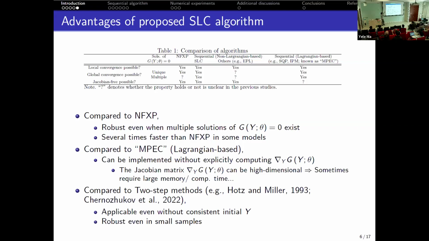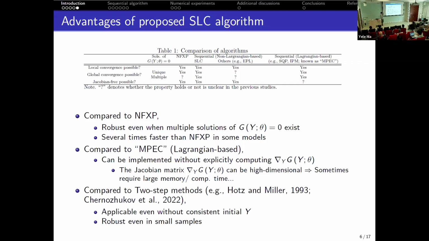And here, I show the advantages of the proposed SLC algorithm. And I compare the SLC with several kinds of previous methods. Compared to NFXP, basically it is robust even under the existence of multiple solutions of G by theta equals 0. And as I show later, SLC can be several times faster than NFXP in some dynamic models.